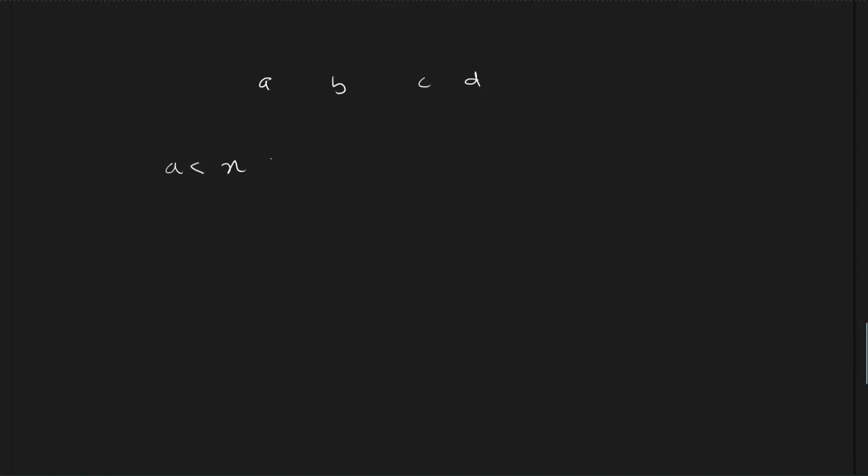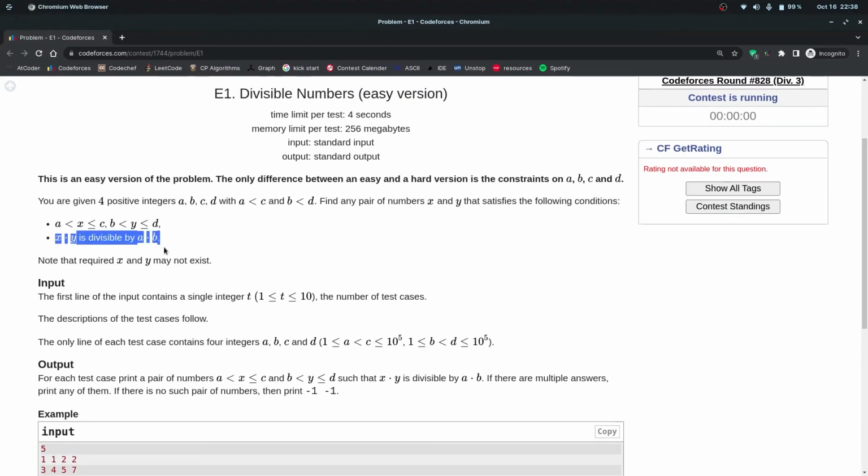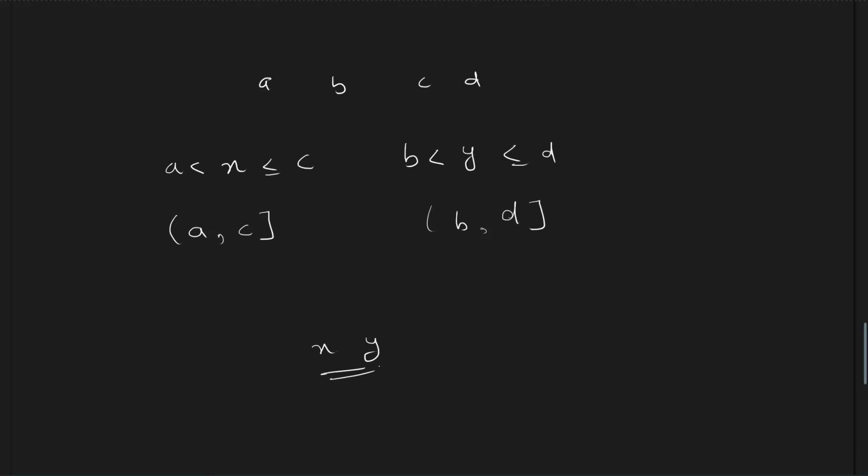So x is present in this particular range, or x is present in the interval open at a and closed at c, and y is present in this particular range. It can also be represented as b comma d, open and closed intervals respectively, right? So we have to find pairs of x and y such that a particular condition is satisfied, and that condition is x into y is divisible by a into b. So this particular mod value should be equal to 0, right? This is what our question says.